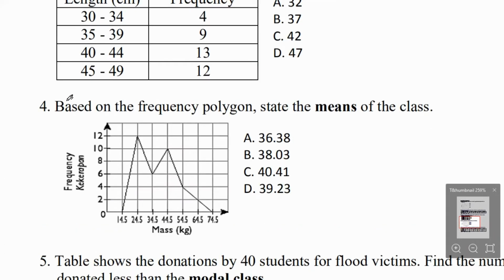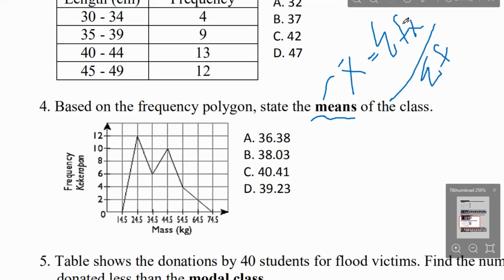Question 4. Based on the frequency polygon, state the mean of the class. Okay, so the formula of mean is x bar equals summation of fx divided by summation of f. And this x here stands for midpoint.